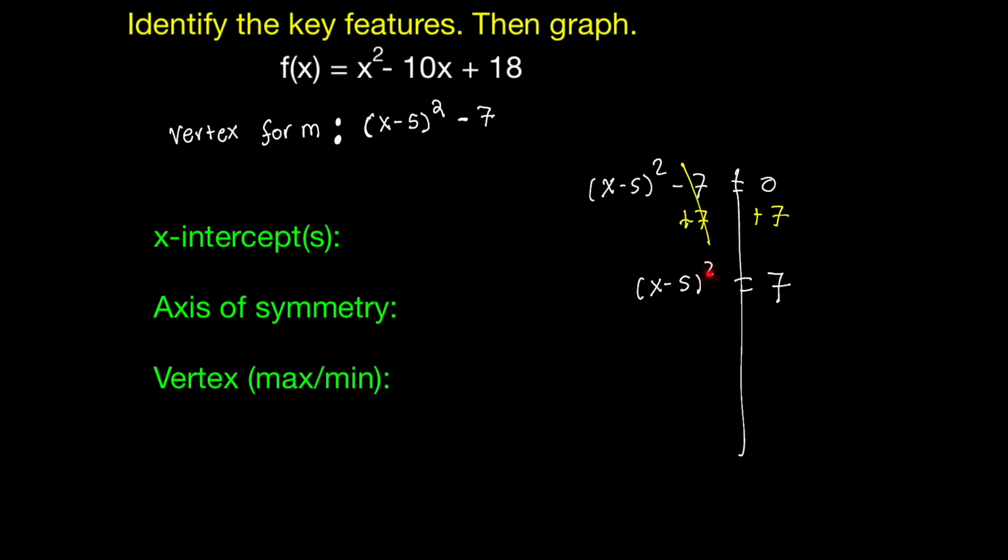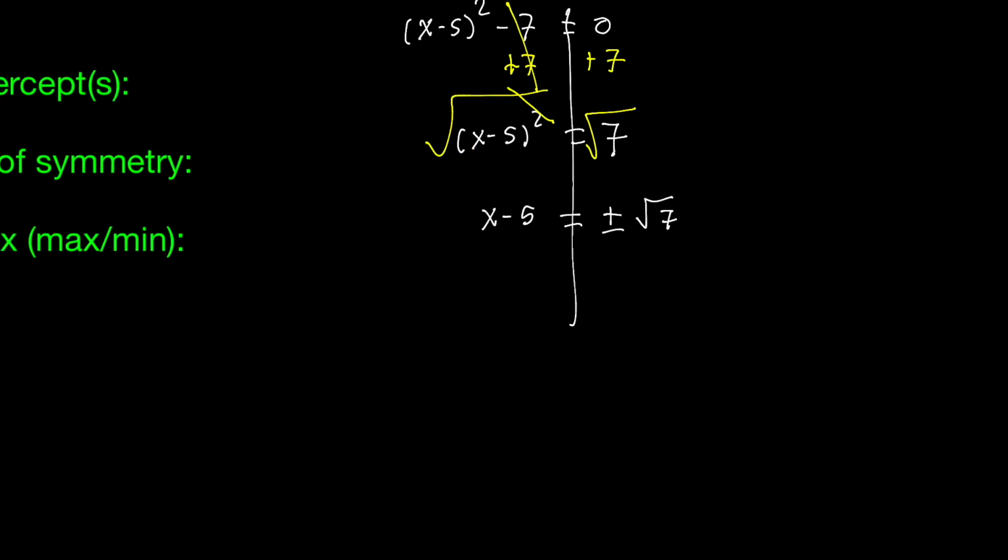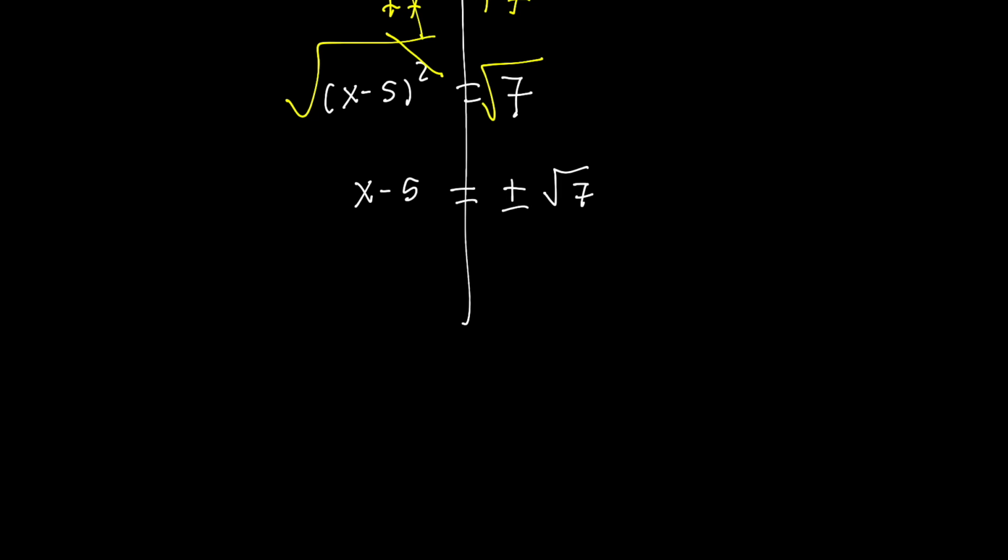To get rid of the square here, or the power of 2, we're going to square root both sides. And on the left hand side, the square and the square root cancel out, leaving me with the x minus 5. And on the right hand side, since 7 doesn't have a perfect square, we're going to leave it as plus or minus root 7. Now here, to isolate x, we are going to add 5 to both sides of the equation. And I get that x is equal to 5 plus or minus root 7.